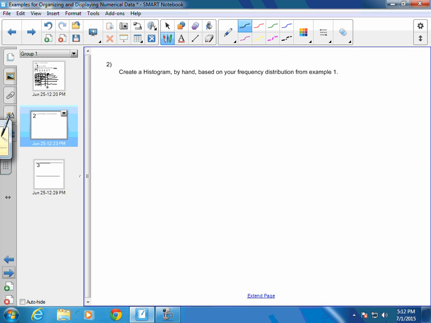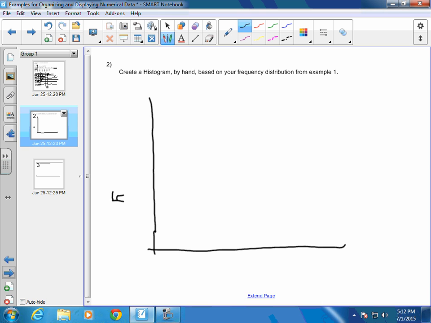Alright, so now what we're going to do is create by hand a histogram based on this frequency distribution. So let's set up our y-axis and our x-axis. If we're doing a histogram, the only two acceptable labels for the y-axis would be frequency or relative frequency. Here we want the frequency.